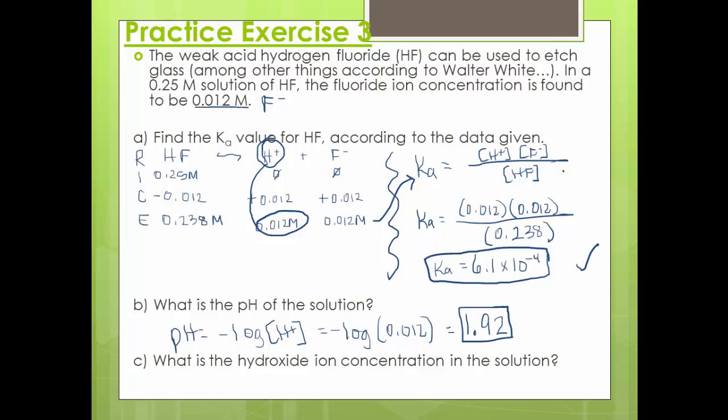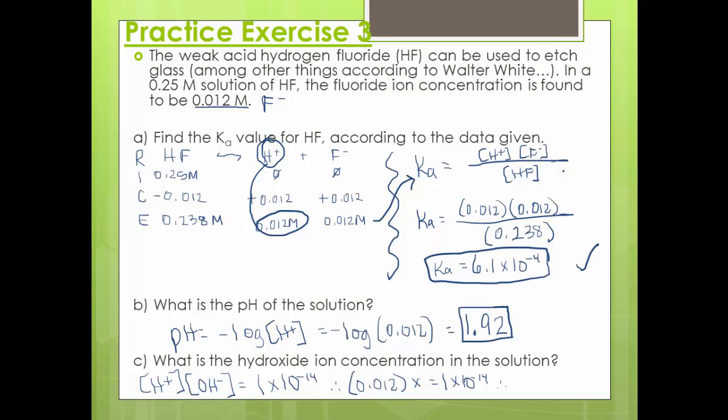And final question, what's the hydroxide ion concentration? The easiest way to do this is use the formula that relates hydrogen and hydroxide that we talked about in class. They always multiply together to give you 1 times 10 to the negative 14. So substituting in, the hydrogen was 0.012. Hydroxide, we don't know, equals 1 times 10 to the negative 14.